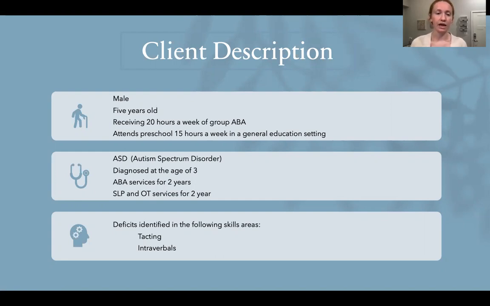His diagnosis is ASD, autism spectrum disorder. Currently, he has not been given any comorbid diagnoses, and he was diagnosed at the age of 3. He's had ABA services for 2 years and also speech and occupational services for the last 2 years. Deficits identified in the verbal operants were in the following skill areas: tacting and intraverbals. These were identified using the VB-MAPP assessment.